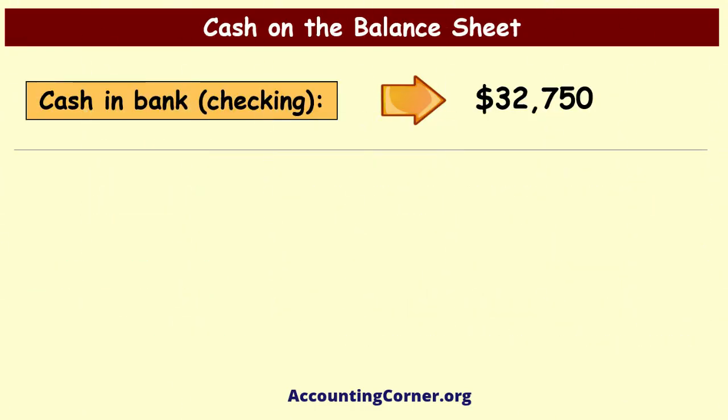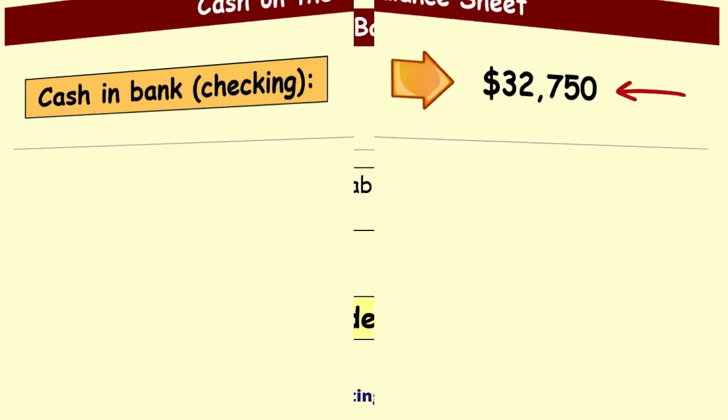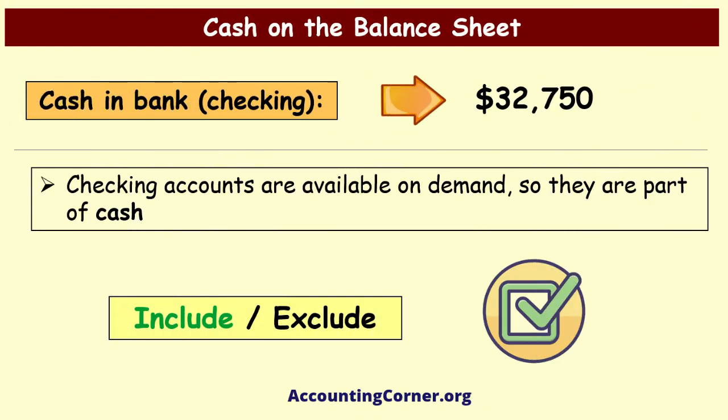Now, let's analyze each item of the given information one by one. Our first item is the cash in bank. Specifically a checking account, with a balance of $32,750. Checking accounts are demand deposits, meaning the company can withdraw or use the money at any time. Because the funds are immediately available, they qualify as cash. Therefore, we include this amount in the cash balance.